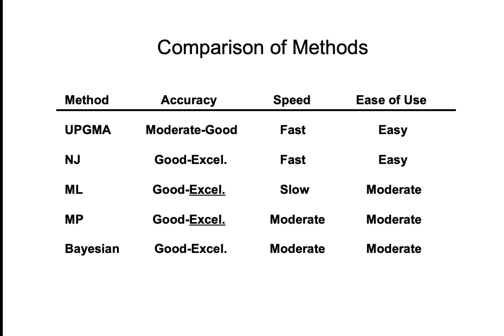So in choosing a method, UPGMA and neighbor joining are fast and easy, but neighbor joining is by far superior to UPGMA. Moving down, maximum likelihood, maximum parsimony, and Bayesian are all good to excellent, and give very good results. Although maximum likelihood is the slowest one, and it's a little difficult to use. The other ones take less time, and they're also moderately easy to difficult to use.